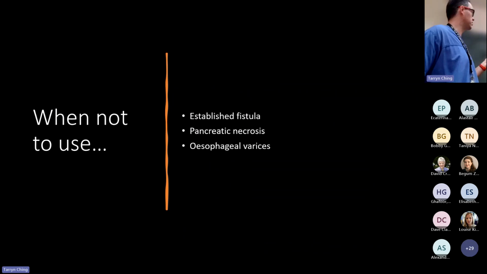But when you shouldn't use it: it's never going to work in an established fistula. It's not going to get rid of an epithelialized fistula tract. I think people have tried it on necrotic pancreas, but the problem is you're sitting it basically on the splenic vein then, and if you do that, you're liable to cause spectacular complications. And that's the same with esophageal varices. I'd be reluctant to place it in an esophagus with varices because your risk of precipitating a massive bleed would be quite high.